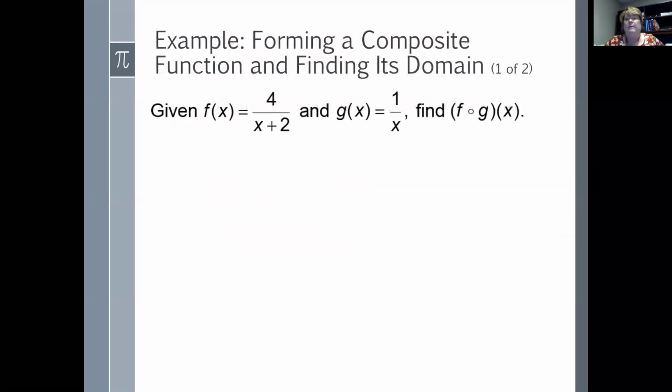Okay, so I have f of x equals 4 over x plus 2, and I have g of x equals 1 over x. Let's find the composite function, and let's look at the restrictions on the domain of this composite function. So first of all, just looking at g, let's just look at g.